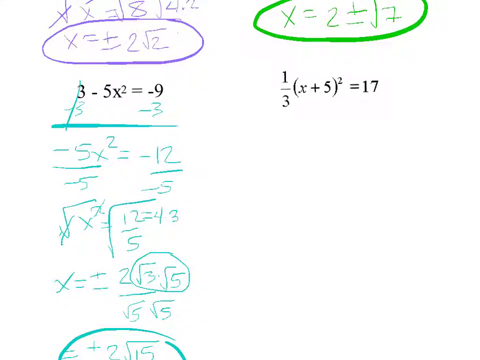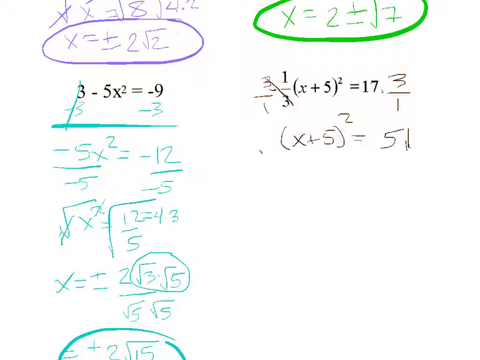Again, this is a squared with a bubble. And so I want to get rid of the 1/3. I'm going to multiply by the reciprocal, 3 over 1. 3 over 1 over here. So those all cancel out. I get the bubble squared equals 17 times 3. 3 times 7 is 21, carry the 2, 51.